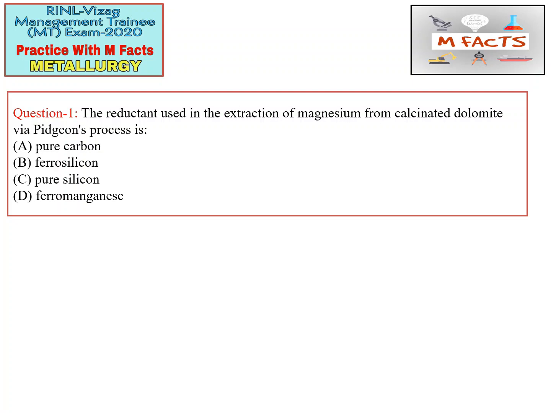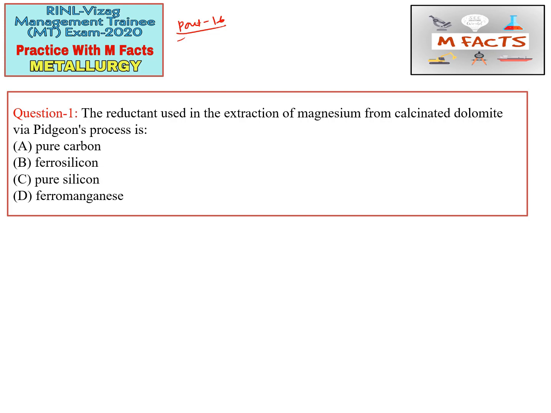So in this video series we are doing metallurgical engineering question practice for RINL Vizag Management Training Exam 2020. This video is part 16 of this series, and it is very beneficial if you are looking for metallurgical engineering question practice, and you will get many important questions for RINL Vizag Management Training and also for GATE Metallurgy. If you are preparing for GATE or for RINL Vizag Management Training, you can follow this video series. You can go through our playlist and watch all videos which I have uploaded till now.